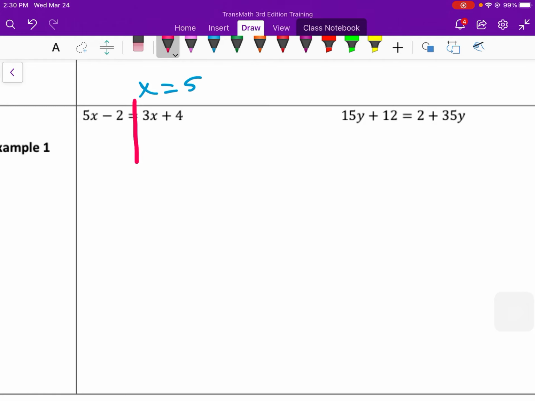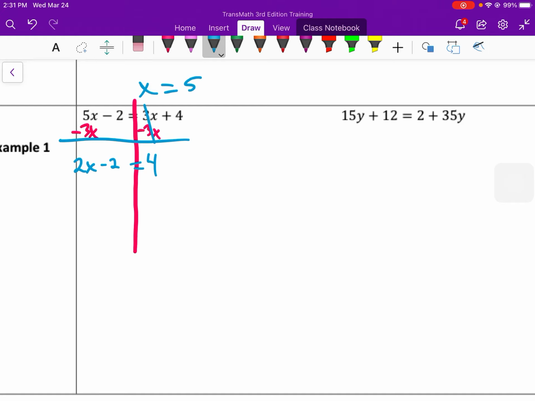So we want our x's on one side, so I'm going to move them to the side with more x's. So I see more x's over here. Since this is a positive 3x, the inverse would be to add a negative 3x or subtract 3x from both sides. Then this difference is 0, and we're left with just a positive 4 equals, we have 5x minus 3x, so that's 2x minus 2.